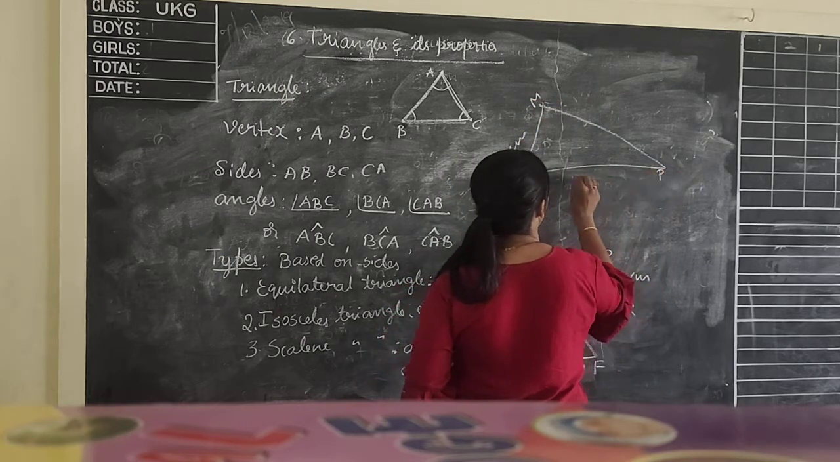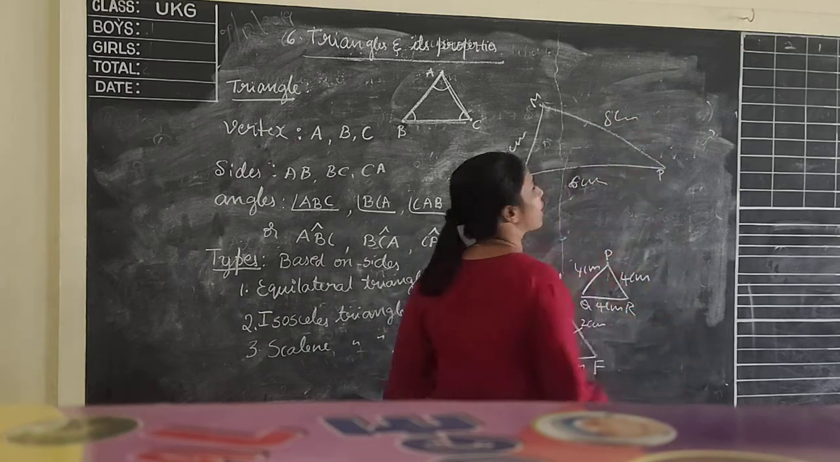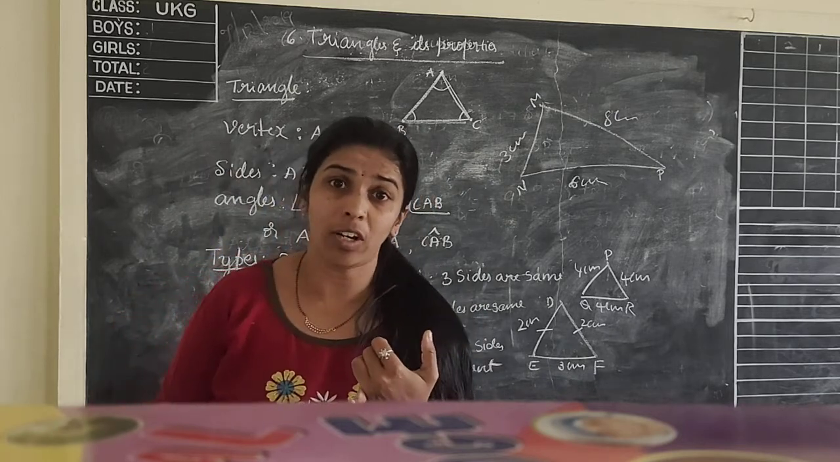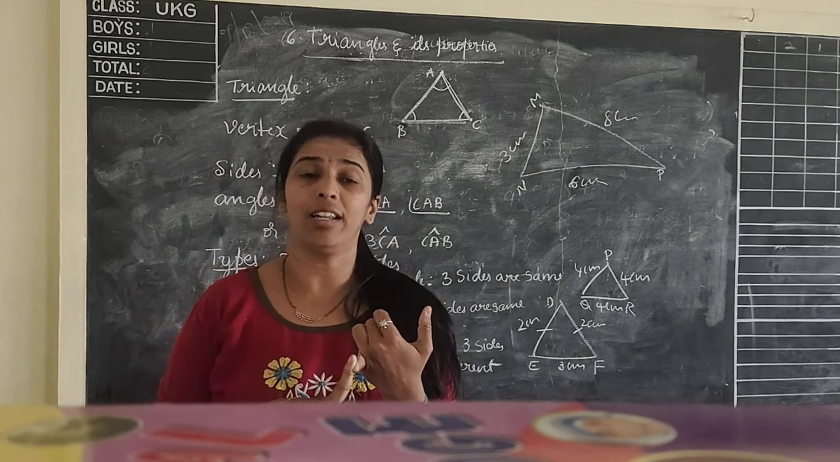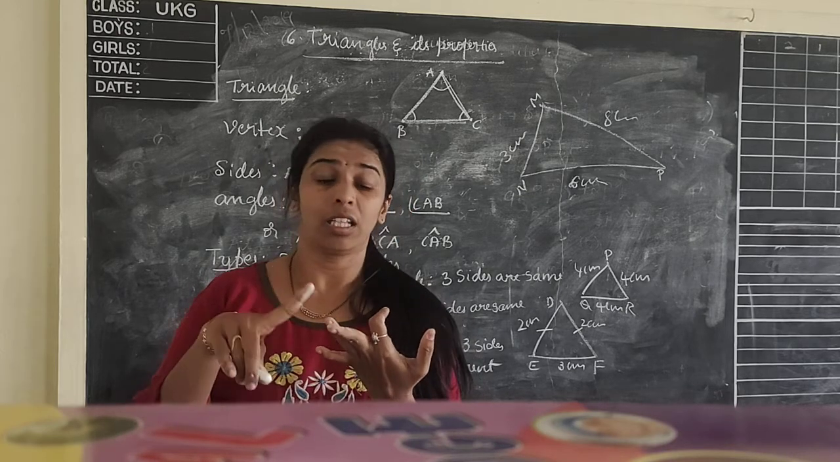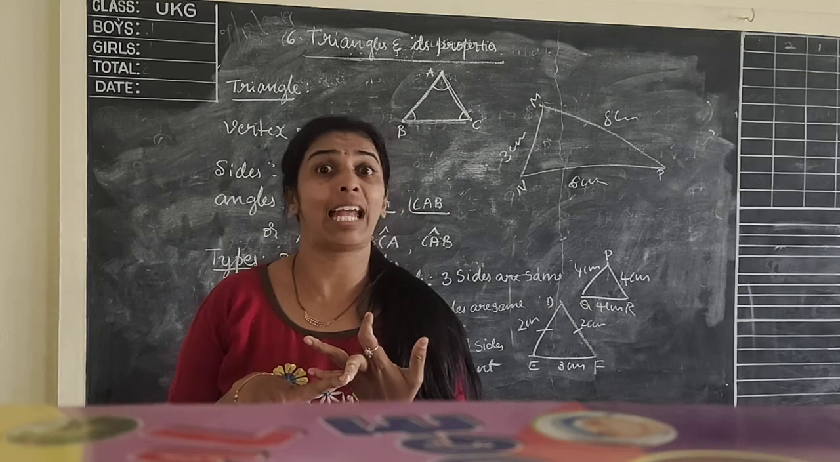MNP. 6 cm, 8 cm. All the three sides are different. Understood? So if all three sides are equal, it is an equilateral triangle. If two sides are equal, it is an isosceles triangle. If all three sides are different, it is a scalene triangle.